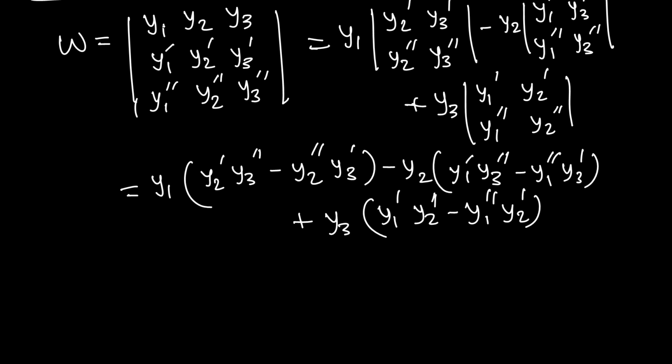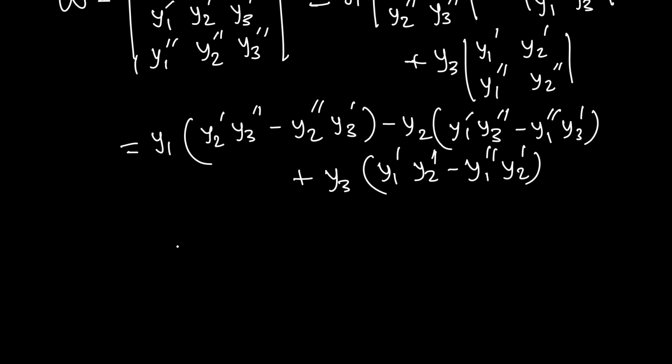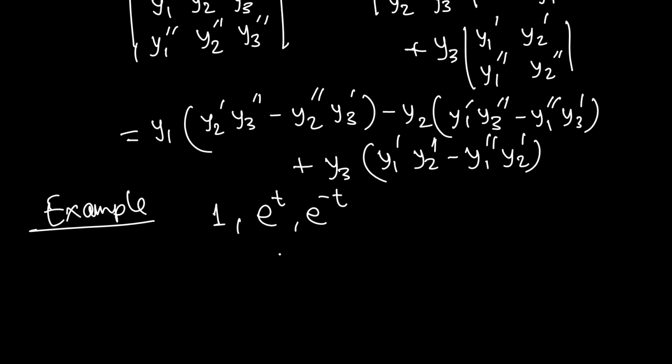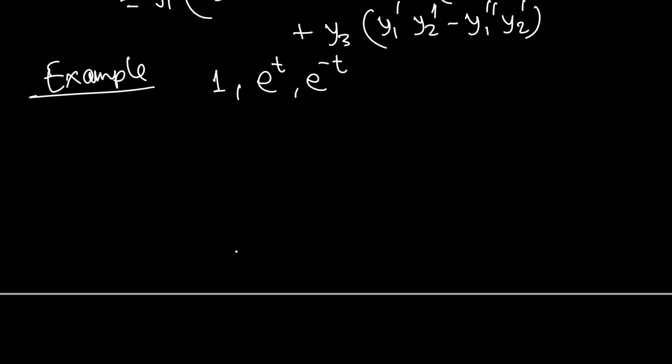I just expanded along the first row, but depending on the problem, sometimes it's easier to expand along the first column. Then plus minus plus, or some of you already know how to do it. There are other ways to evaluate. So here's an example. Find the Wronskian of 1, e to the t and e to the negative t. In fact in our case these three will be solutions of a differential equation.